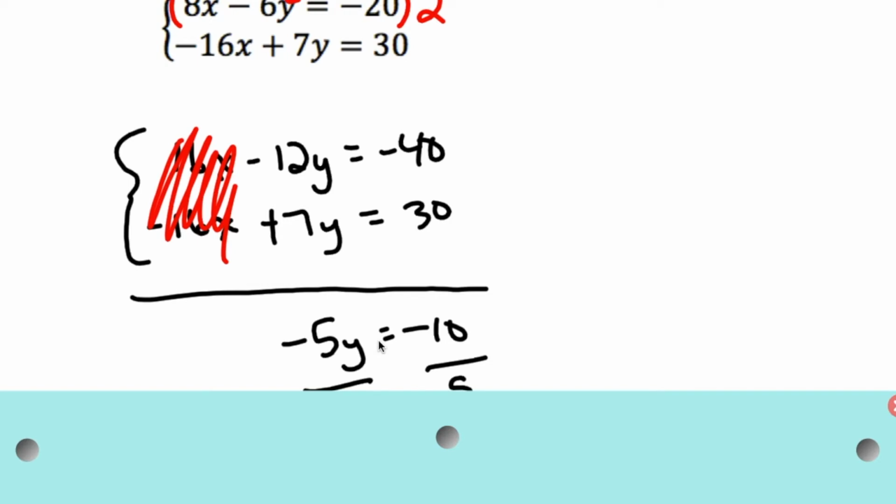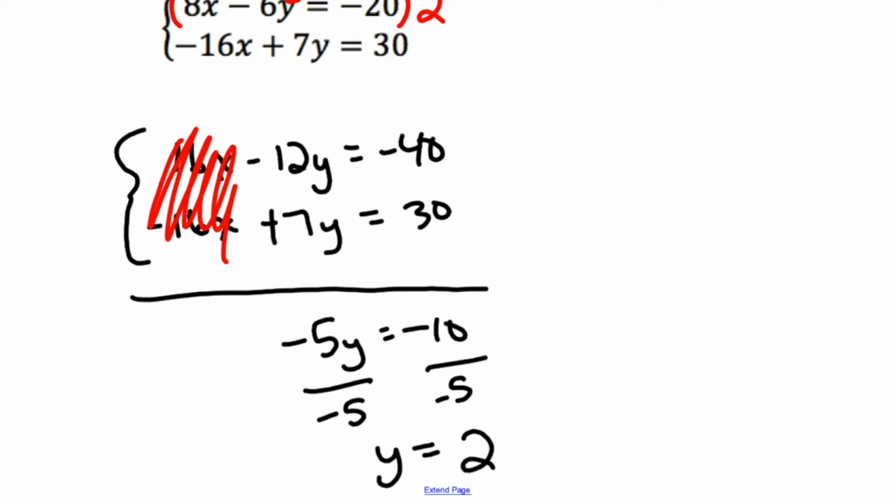The last thing I need to do to solve for y is divide both sides by negative 5. Negative 5 divided by negative 5 is 1. There is a 1 in front of this y. We just don't write it. Negative 10 divided by negative 5 is 2. But remember, we are not finished here. We need to get our x value.